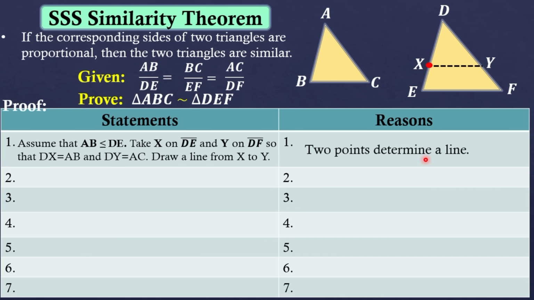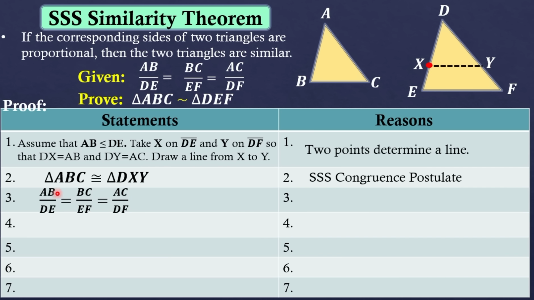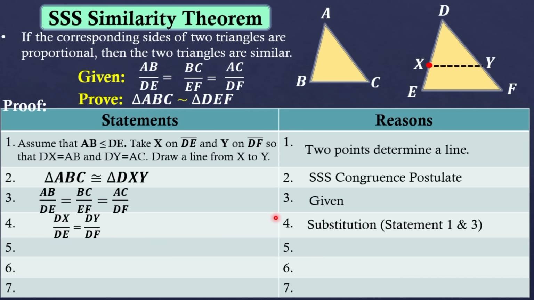So, X, Y, 2 points determine a line. Ayun po. And then, triangle ABC is congruent to triangle DXY. So, triangle ABC is congruent to triangle DXY. What is the reason? By SSS congruence postulate. And we have AB over DE. So, these three sides are proportional. So, based dito, that is our given. And then, we have DX over DE is equal to DY over DF. Why? By substitution. Based po dito sa ating statement number 1 that DX is equal to AB.